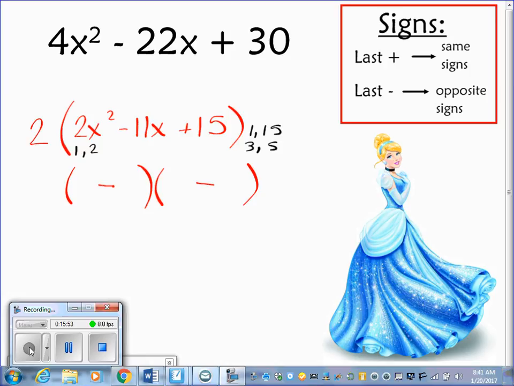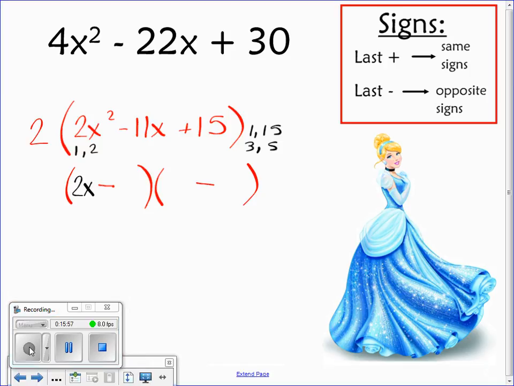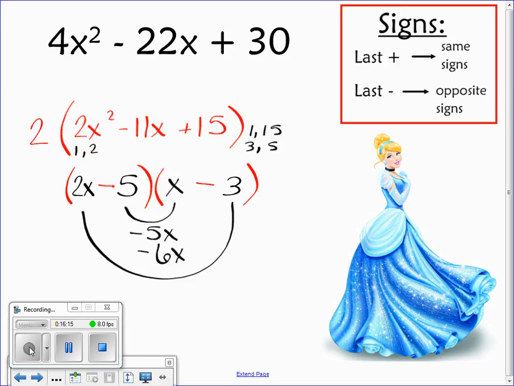All right, so we got our options. Where do you want to go? You want the 2x first and then the 1x? Okay. You want 5 here? 3 over here. Okay. Should we check this? See how we did? All right, so that gives me negative 5x. That gives me negative 6x, which makes negative 11x.